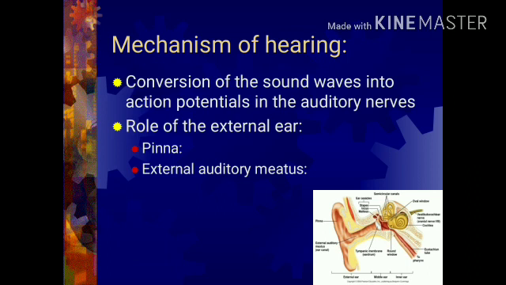Now, the mechanism of hearing. The ear converts sound waves into action potentials in the auditory nerve. What is the role of the external ear? The external ear has the pinna, which is important for collection of sound waves and localization of the source of the sound wave. The external auditory canal is important for transmission of sound waves, and wax, which is present in the external auditory canal, traps foreign particles and keeps the canal clear.